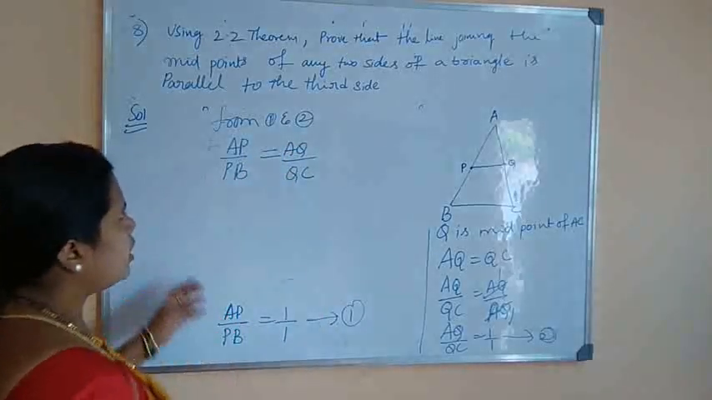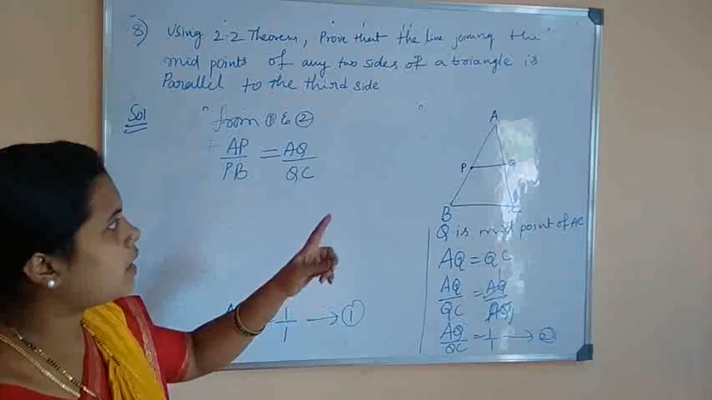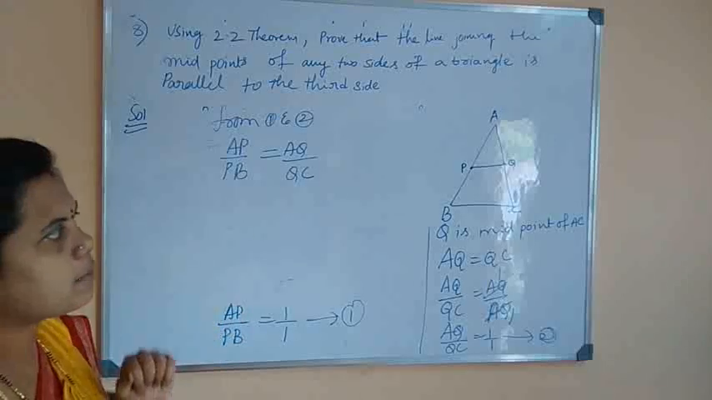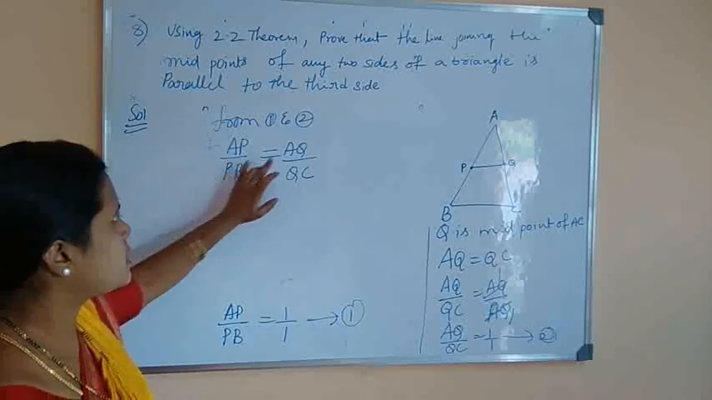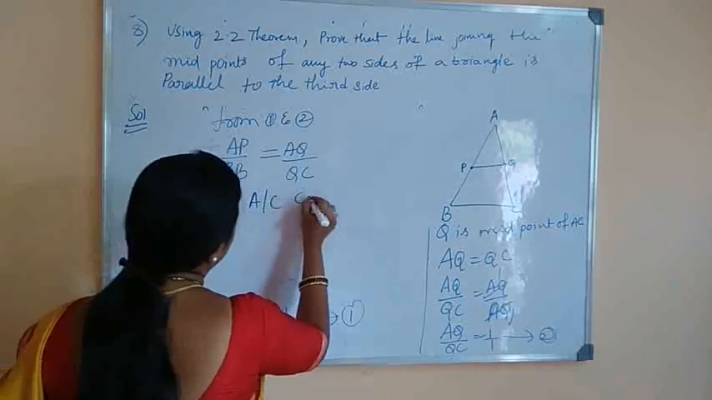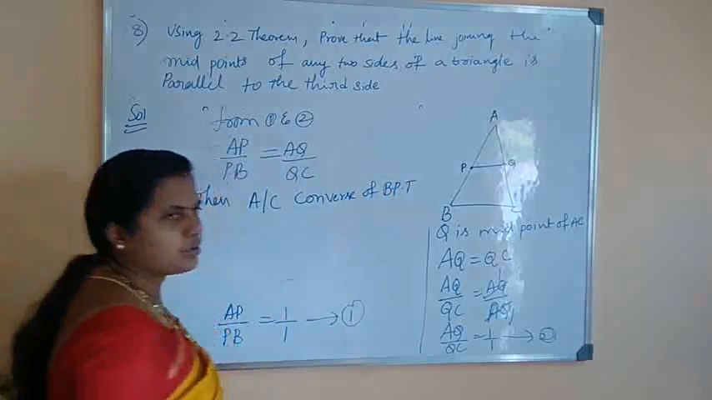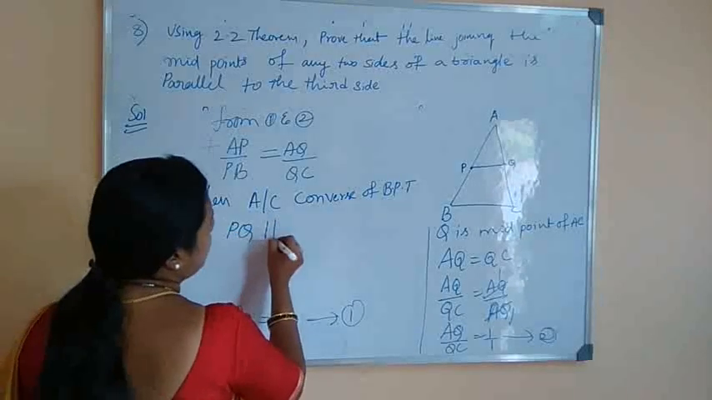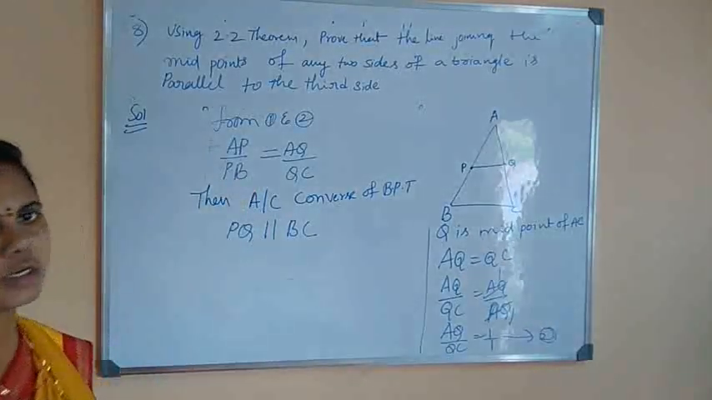See here, while joining the midpoints of AB and AC, we get a line PQ that divides AB and AC in the same ratio. AP by PB is equal to AQ by QC. Then according to the converse of BPT, PQ is parallel to BC. PQ is parallel to BC. That only we have to prove.